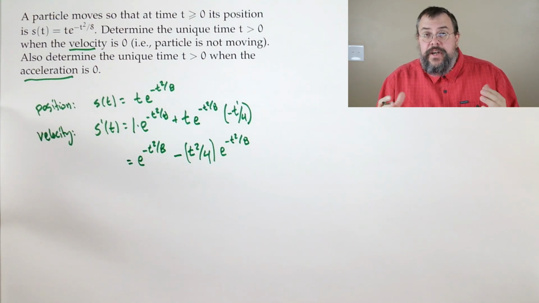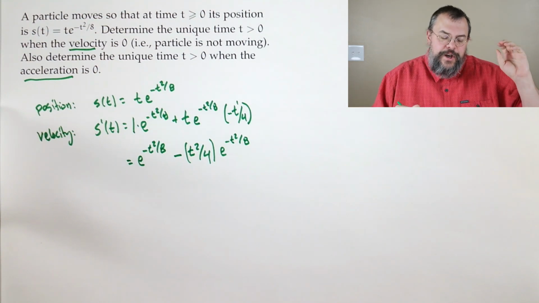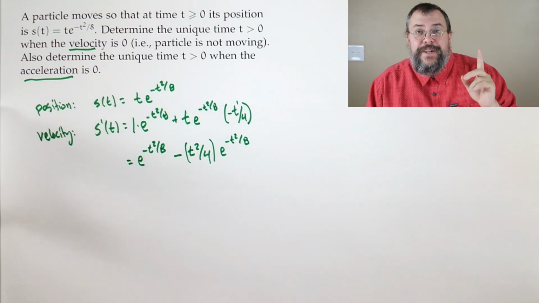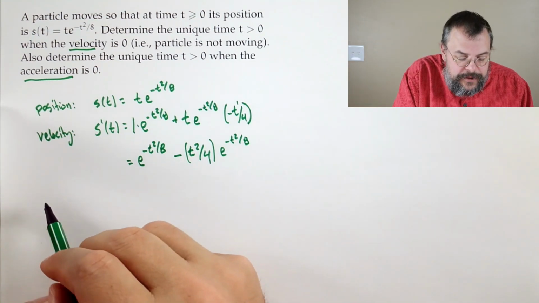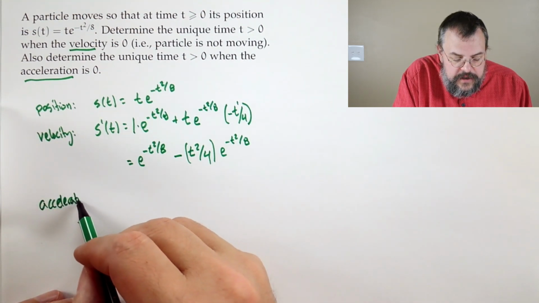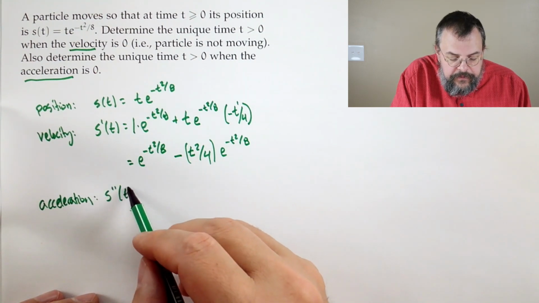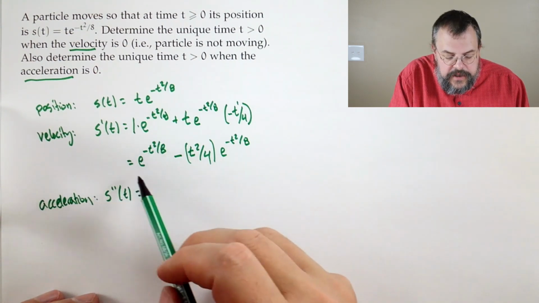Because we do need acceleration, we could pause and say, hey, let's find the answer for when the velocity is 0. We'll do that in a moment. Okay, let's work on our acceleration. Second derivative.